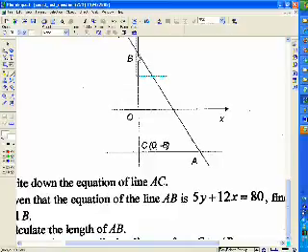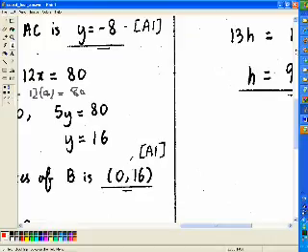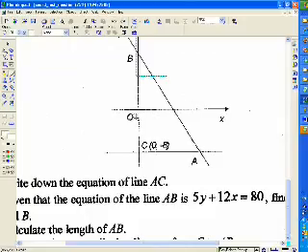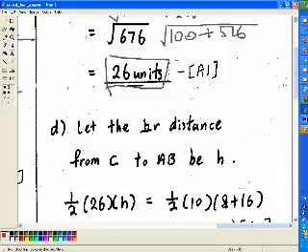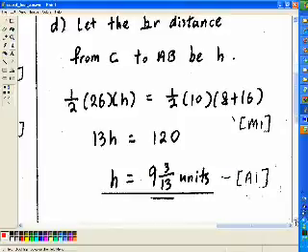And we know that from the coordinates of B is 16. So from 0 to this point is 16 units. So therefore, we have 8 plus 16. And if we simplify this, okay, this one will give you 24. Half times 10 times 24 will give you 120. Therefore, your h is equals to this answer over here.